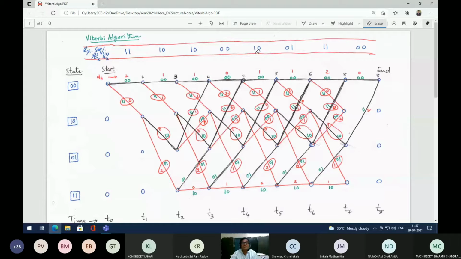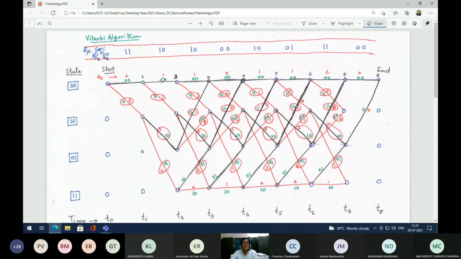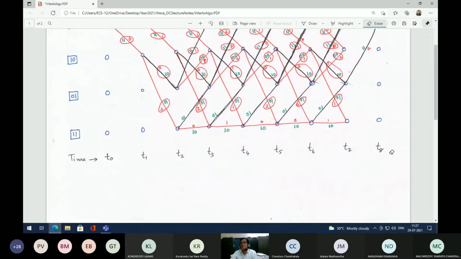Now this is my received sequence. I am writing it on the top so that it is easy to verify. Likewise, you can also write this way. Please see that this is one window, starting from time T0 to T1, T2, T3, T4, T5, T6, T7, T8. This is the last one, T8. I am writing the time axis at the bottom.